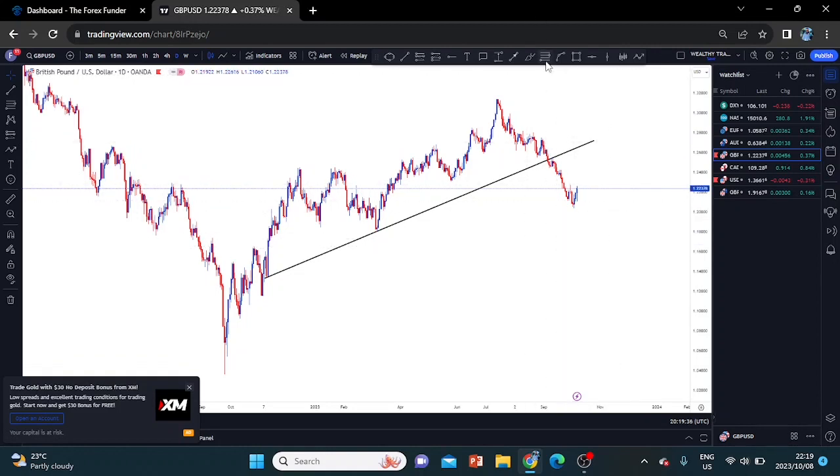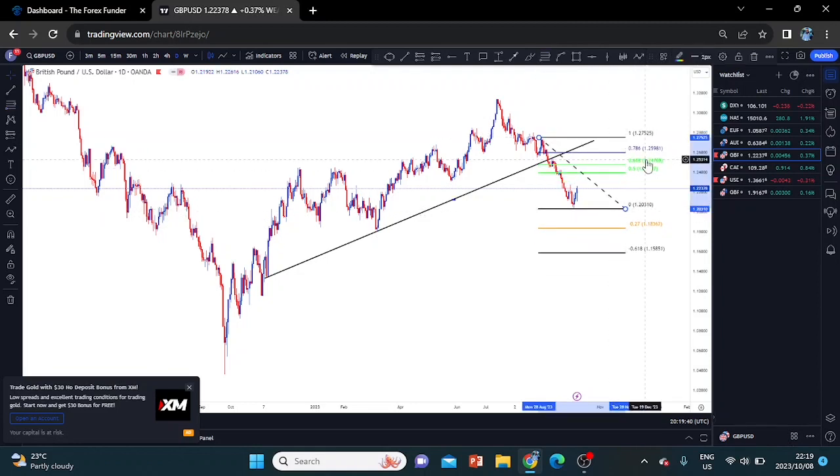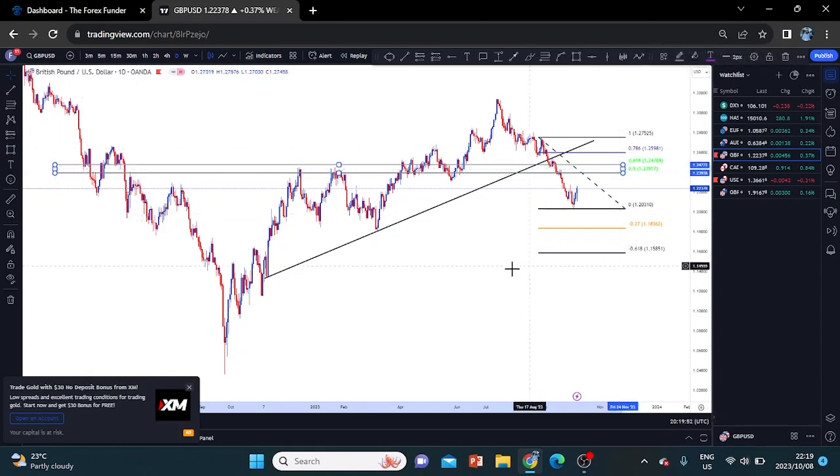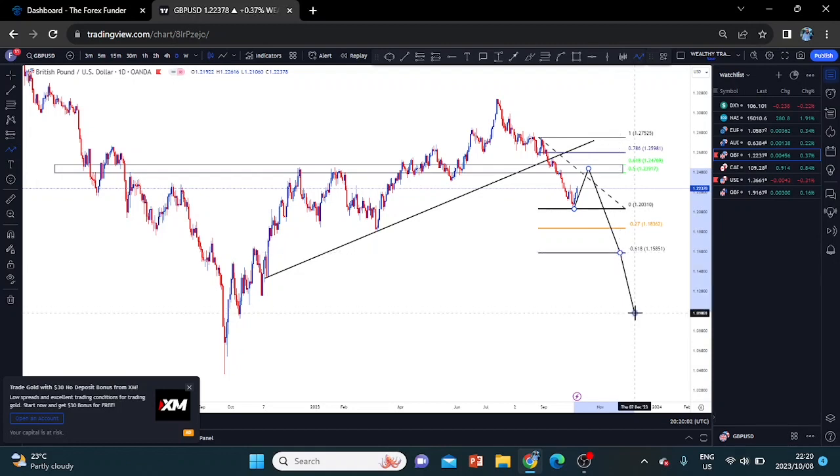So now, where do we start our Fibonacci? We can start our Fibonacci here to there, and we are having something similar to all of the pairs that we've been analyzing. So you can see, as long as you know what you are doing and you choose proper currency pairs that you are going to be using, it's going to be working for you.